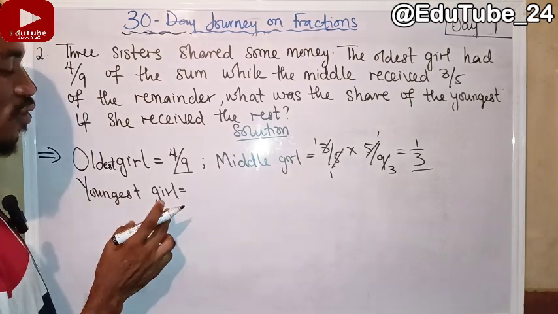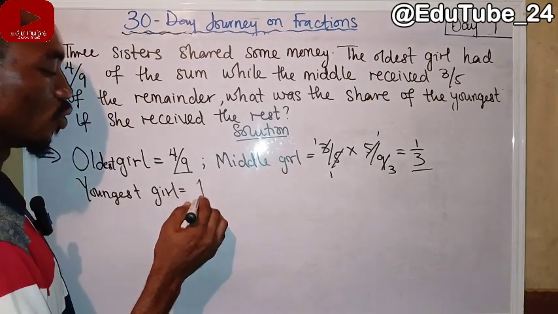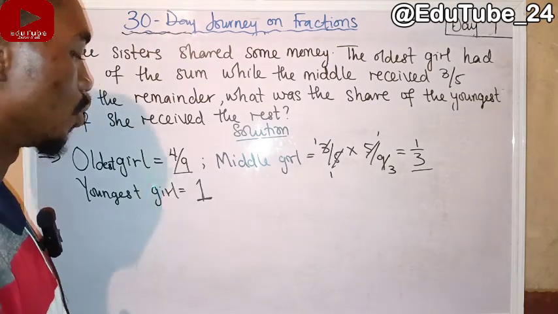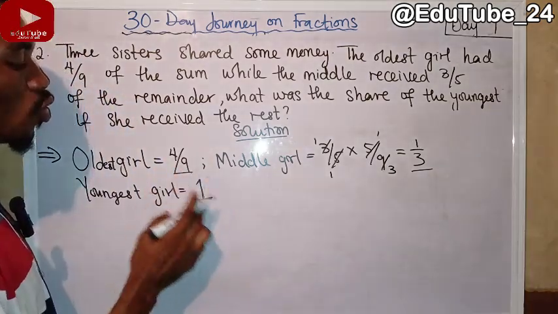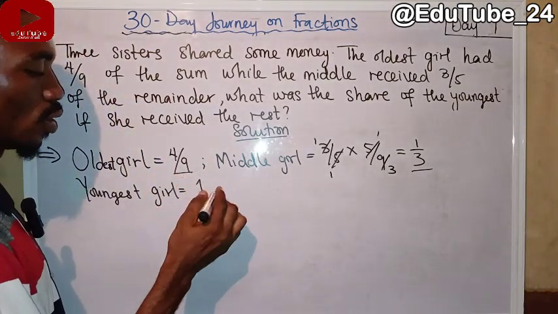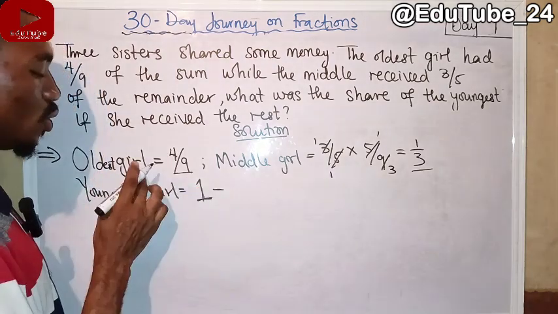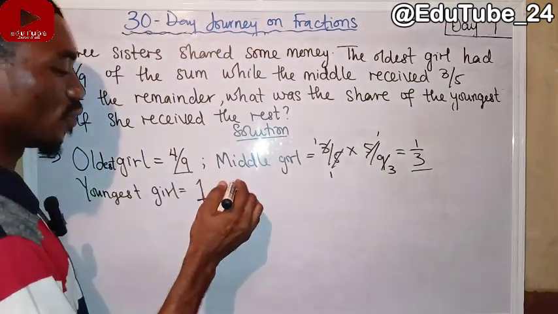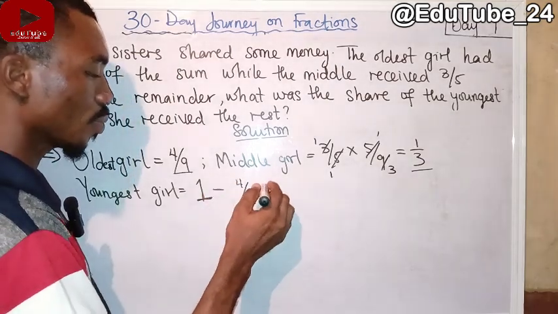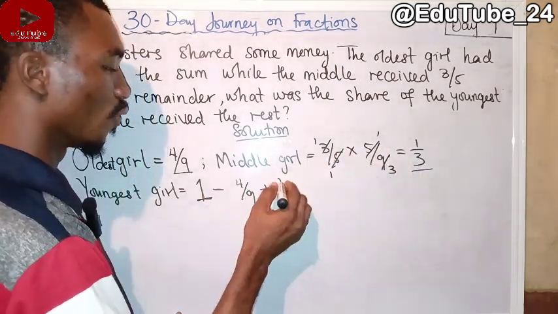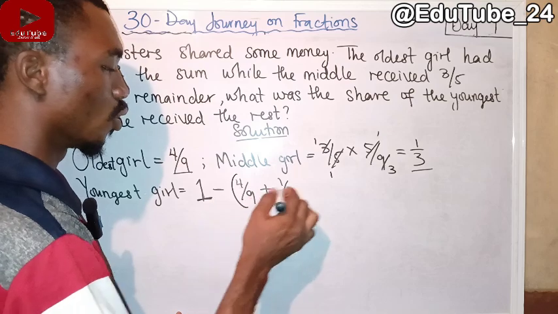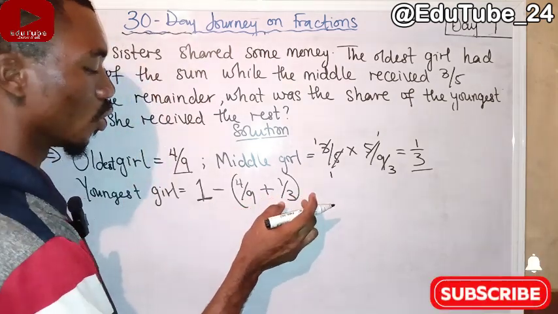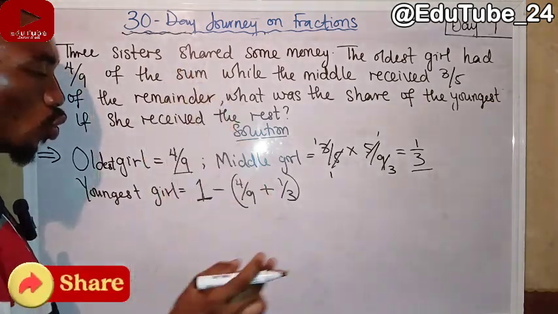So to find the youngest girl, we simply do the same thing that we've been doing. We know that a fraction is part of a whole, and a whole means 1. So if the entire sum of money is 1, then we take away what was received by the oldest girl and the middle girl from this 1. So the oldest girl received 4 over 9 plus 1 over 3 received by the middle girl. The sum of what was received by both will be taken away from 1, which is the whole money.